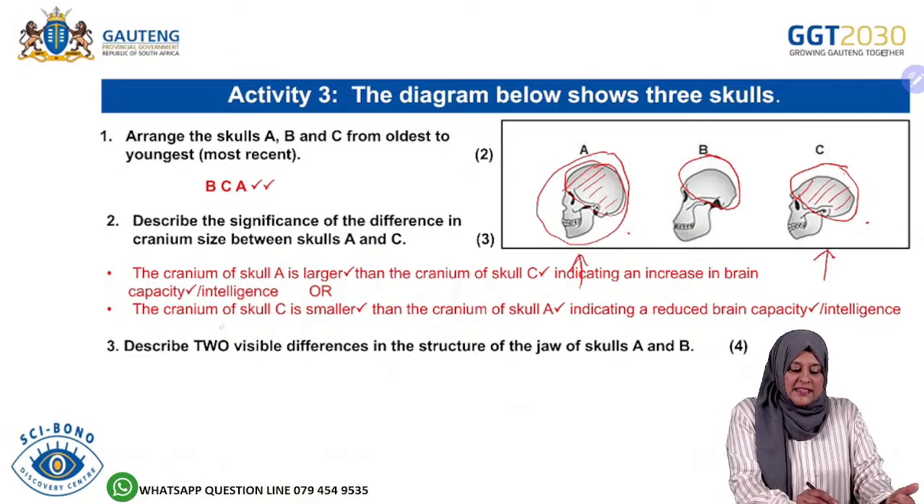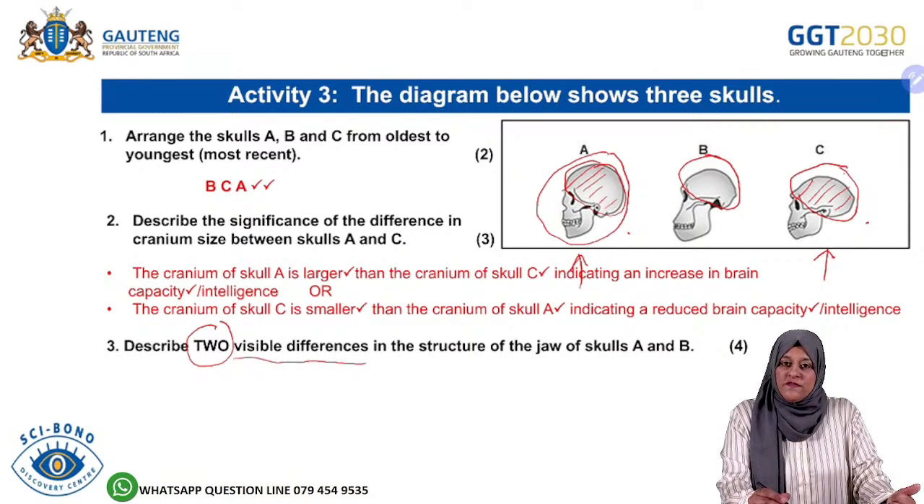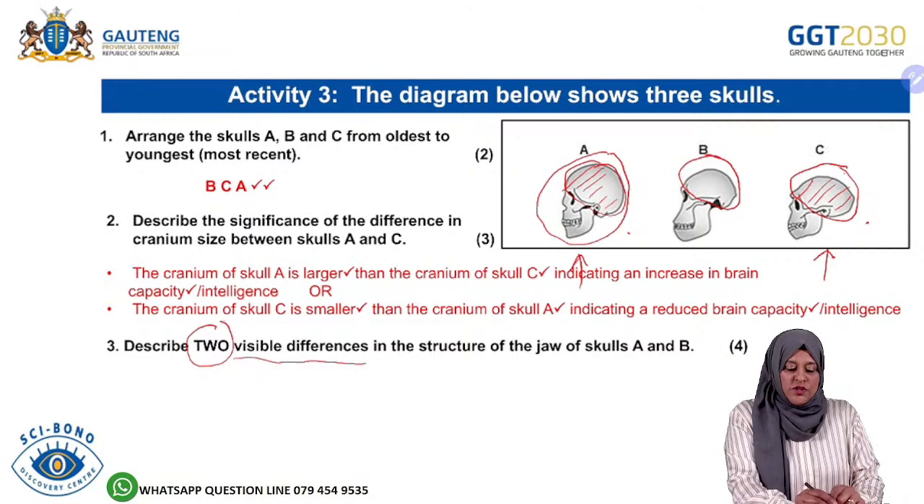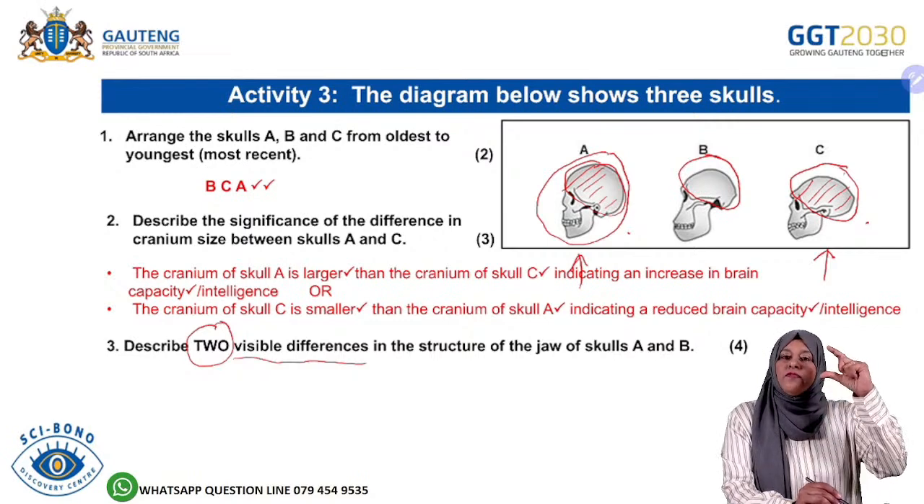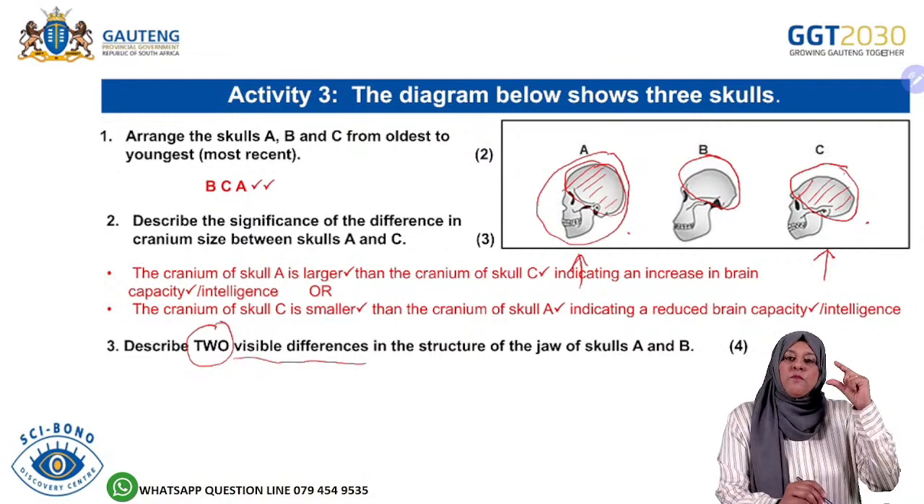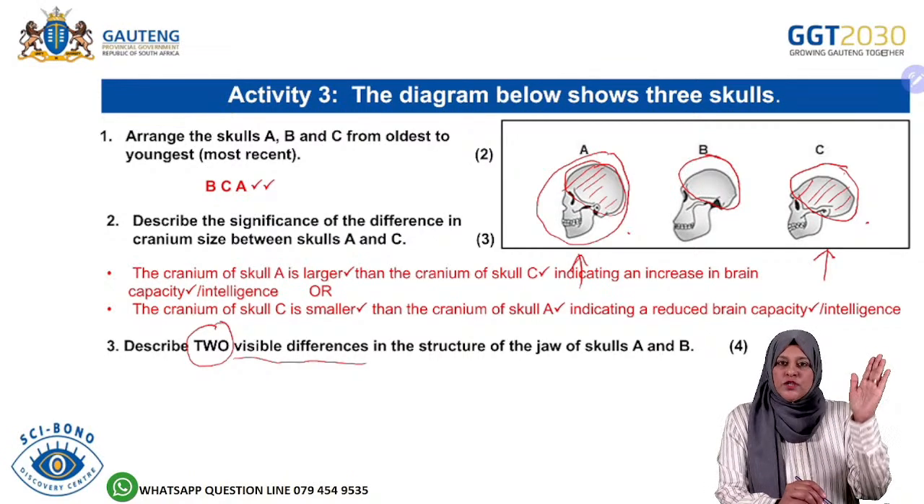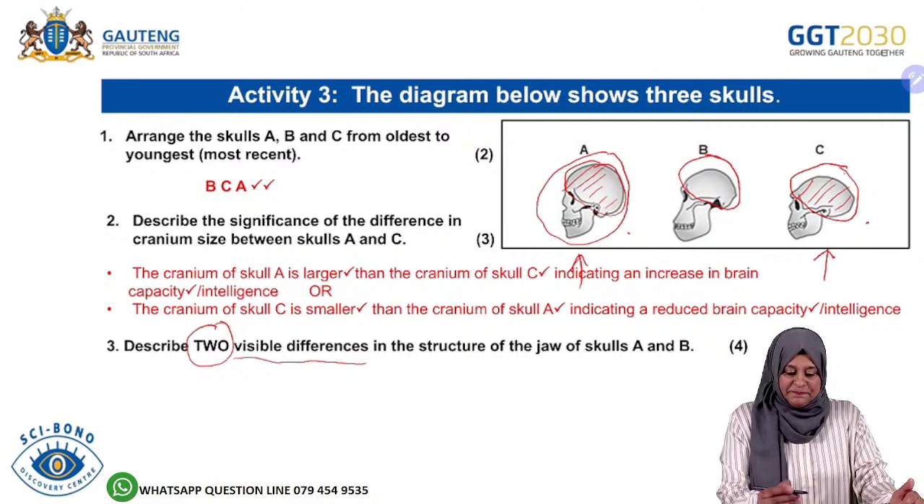Number 3, describe 2 visible differences. Again, we are looking at 2 visible differences. Now, what I want to show you here is that 2 is in capital letters, and we are only asking you for 2. Therefore, make sure, learners, you write down the 2 most important ones, because we mark the first 2. So if we ask you for 2, we mark the first 2 only. So make sure that when you see this, you put your most important facts at the beginning, because those are the 2 that we are going to mark.